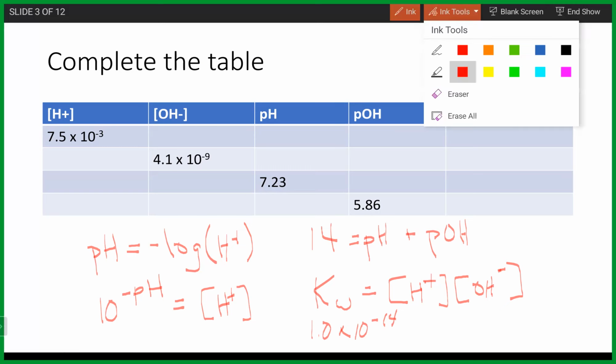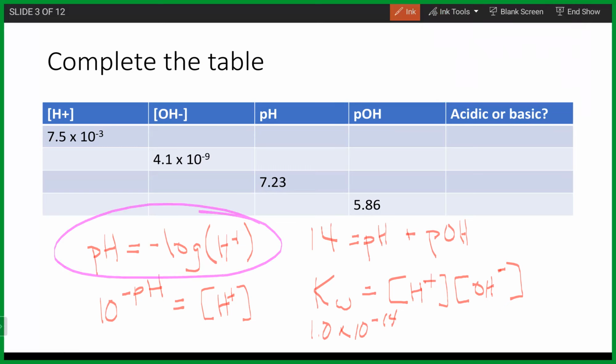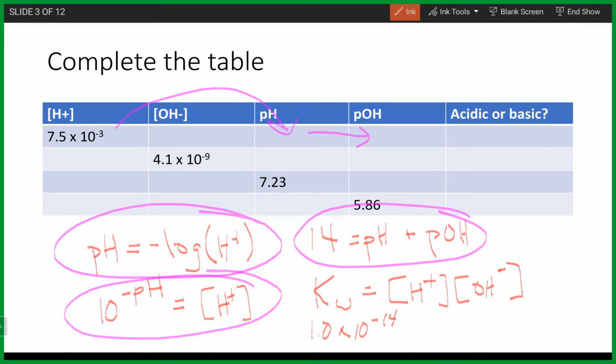we could use, let me change the color here, we could use that formula to determine what the pH is going to be. We could then use this formula to determine what the pOH is going to be. And then we could use essentially this bottom formula, but in terms of pOH and hydroxide, to figure out what the hydroxide concentration is going to be.